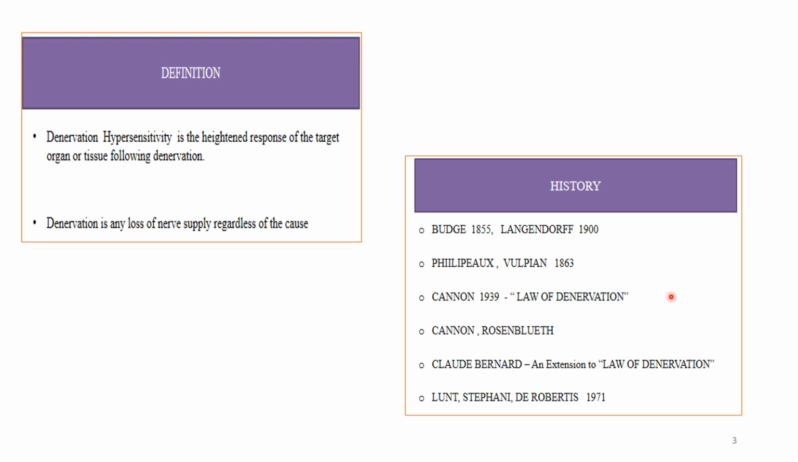So according to this, when a unit in a series of efferent neurons is destroyed, an increased irritability to the chemical agents develops in the isolated structures. The effect is maximum in the part which is directly denervated. And Claude Bernard gave an extension to the law of denervation. And in 1971 also, Lunt, Stephenson and De Robertis, all these scientists have worked on this denervation hypersensitivity.